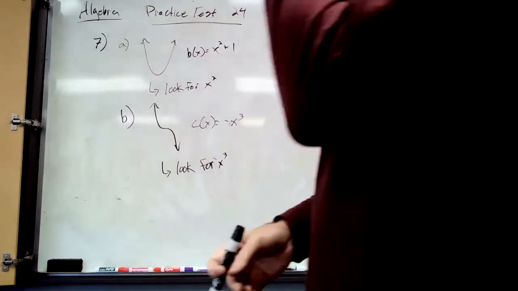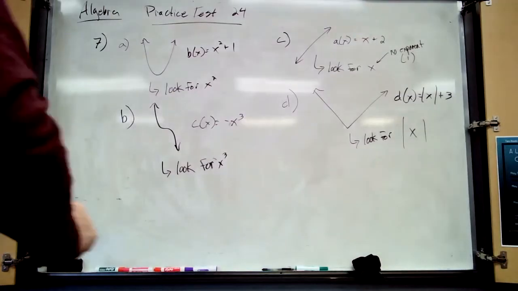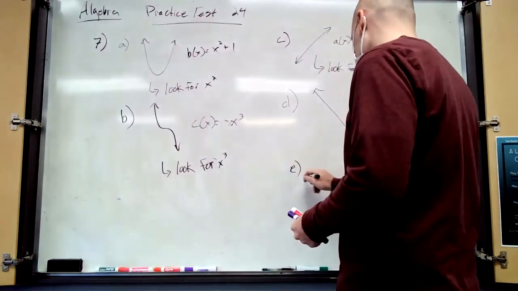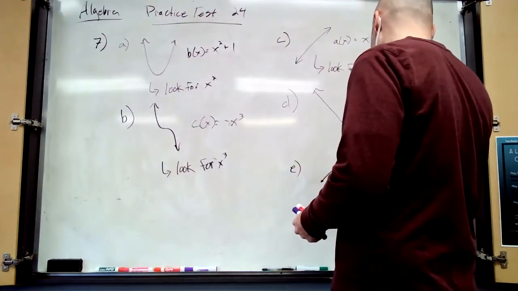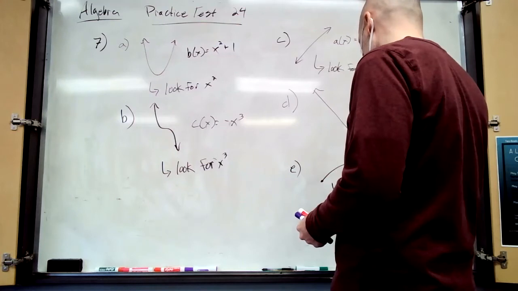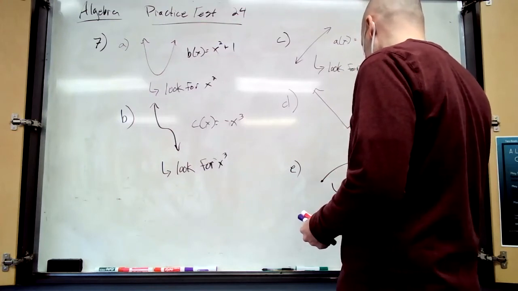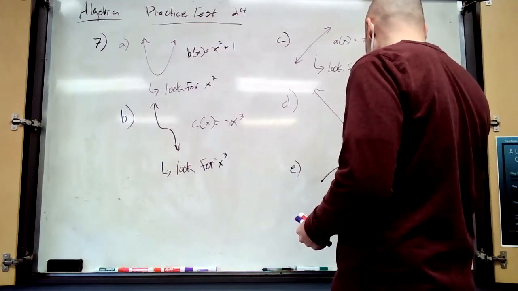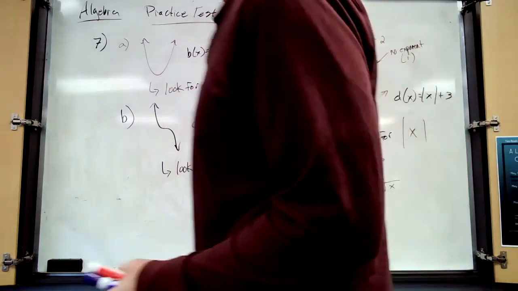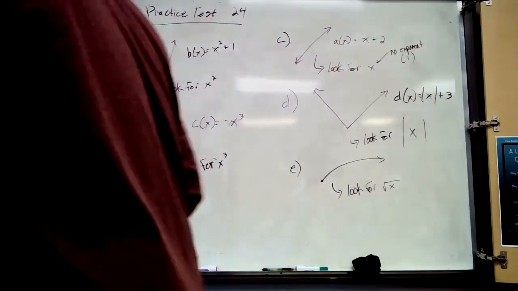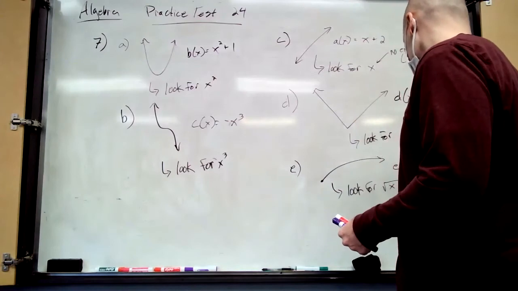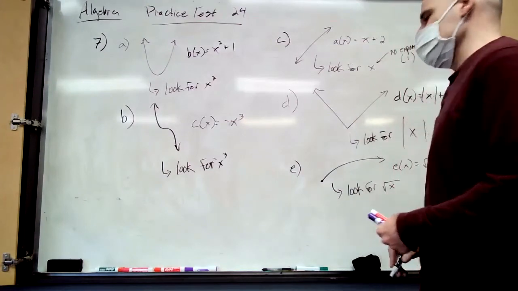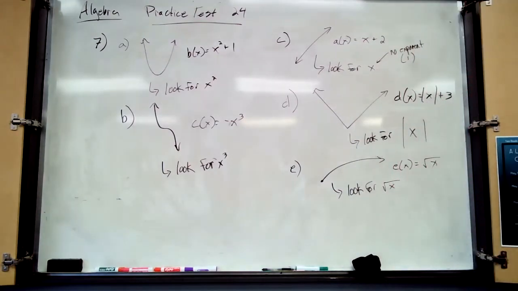Okay, and then the last one is this little rocket shooting off. You're looking for a square root. You're looking for a square root of x, or square root of something. Okay, so that is e of x equals the square root of x. Now, if it was not a rocket shooting off, but a rocket going down like that, then that would be a negative square root of x.